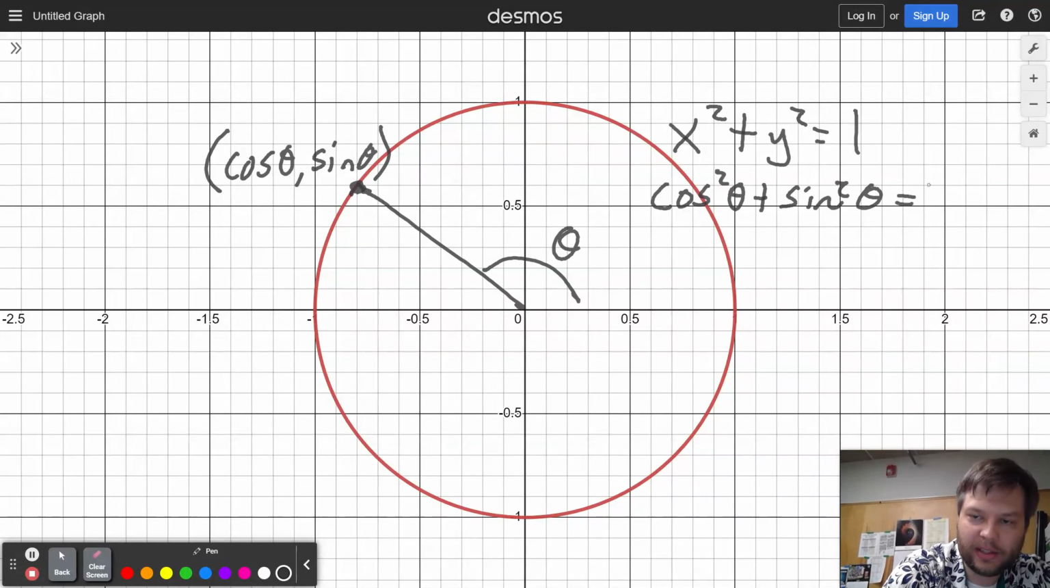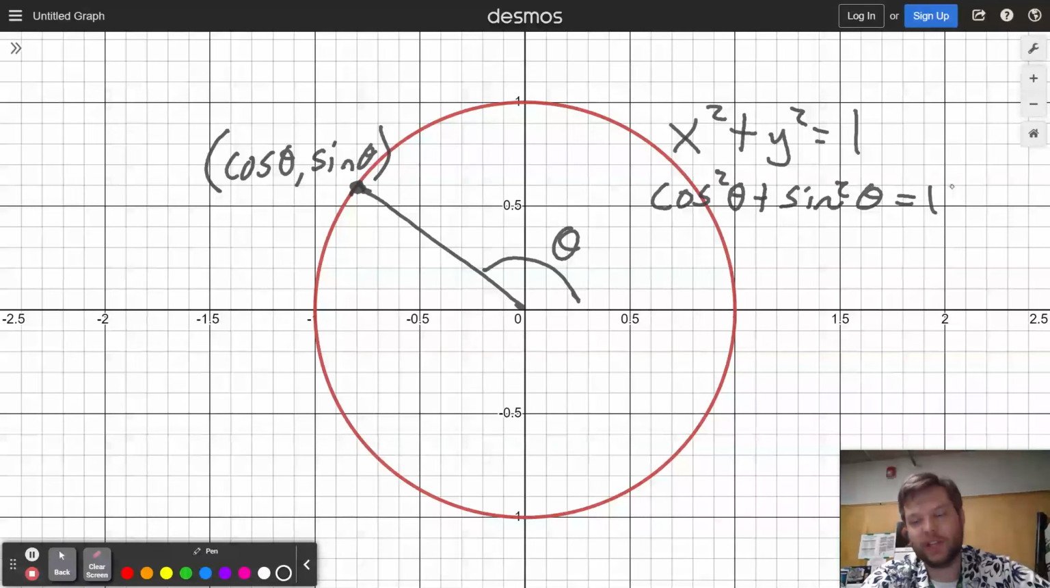And this is nothing to be intimidated about. It's just saying that every point on a circle can be made into a triangle. And if it's a right triangle, we know we can do a squared plus b squared equals c squared. So that means we know that x squared plus y squared equals 1, which can be rephrased as cosine squared plus sine squared equals 1.